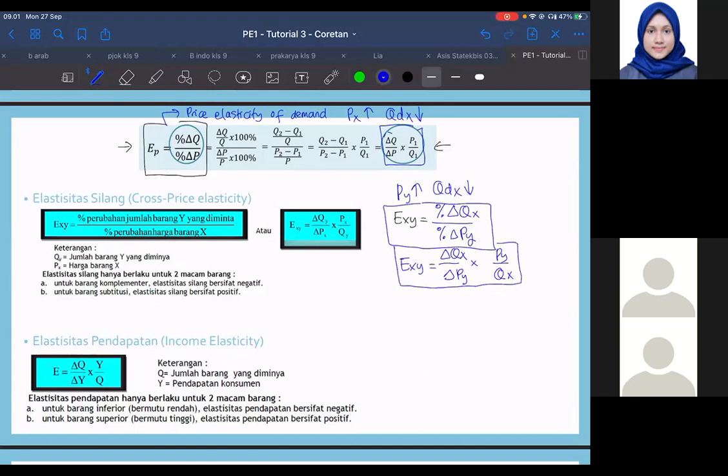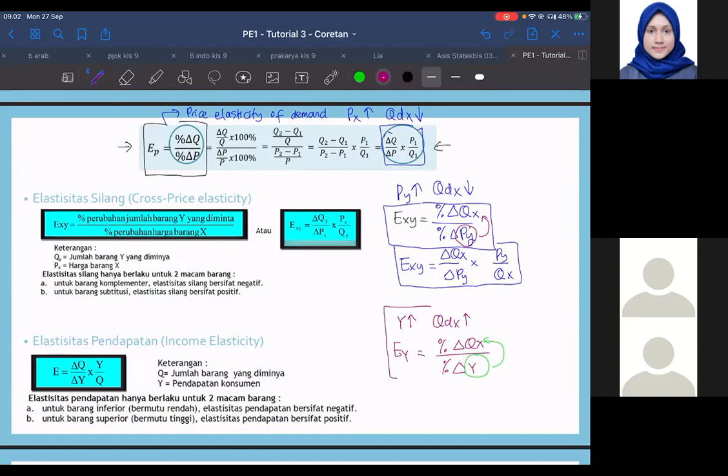Okay, so next, the income elasticity is the same. If your income is increasing, then the quantity demanded of good X is increasing. So we have income elasticity. We change, for example, for the cross price, the equation is percentage change in Qx per percentage change of price Y, because in the cross price elasticity we would like to see the effect of changes in the price of good Y on the quantity demanded of good X. But in the income elasticity we would like to see the impact of income on the quantity demanded of good X. So we should change this into Y.